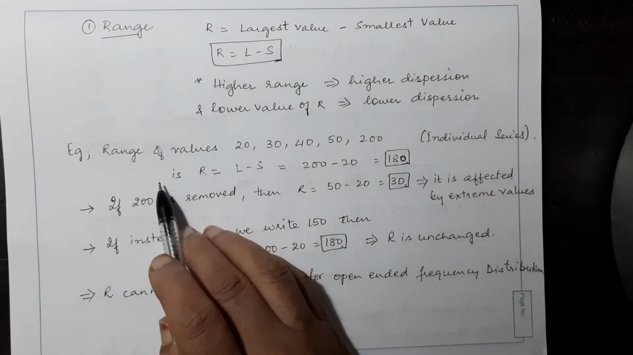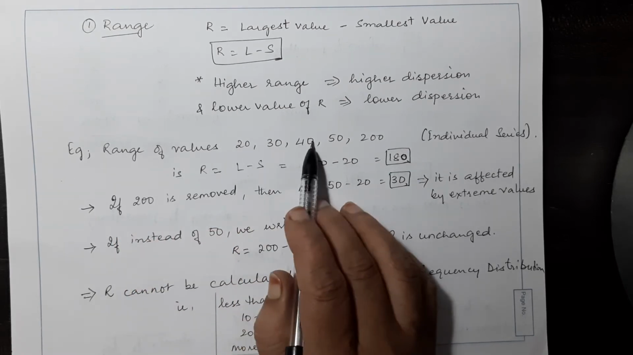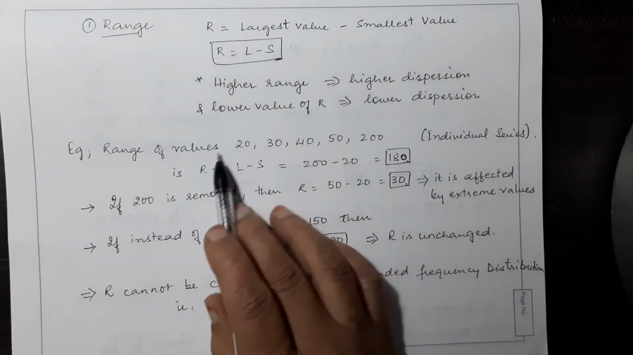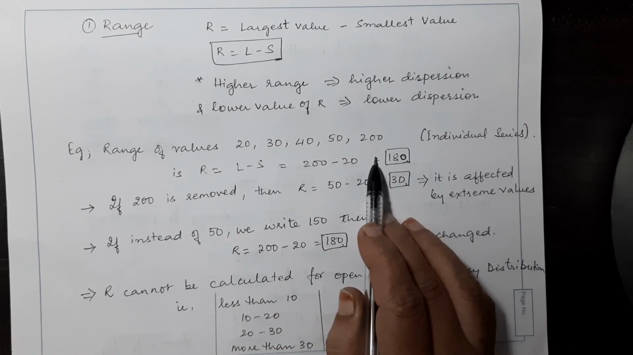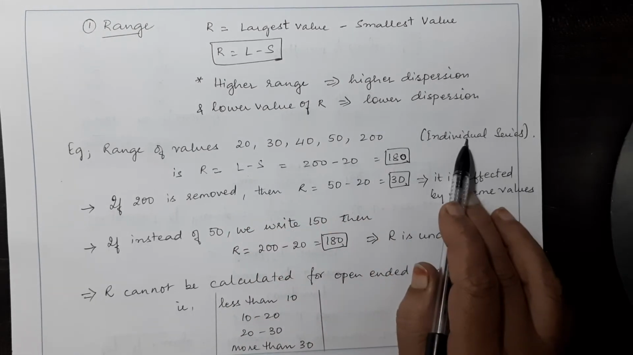Let's take an example to understand this. Range of the values 20, 30, 40, 50 and 200. This example is also from the NCERT textbook only. Now, what type of a series is this? This is an individual series.